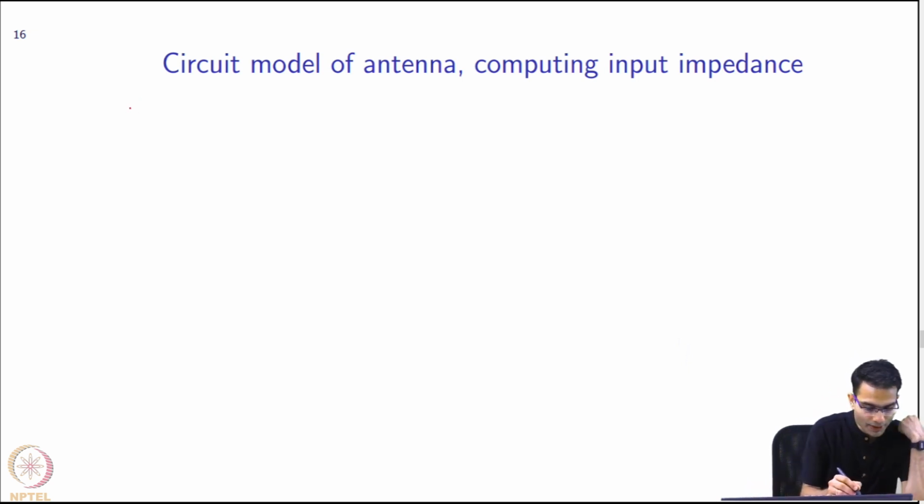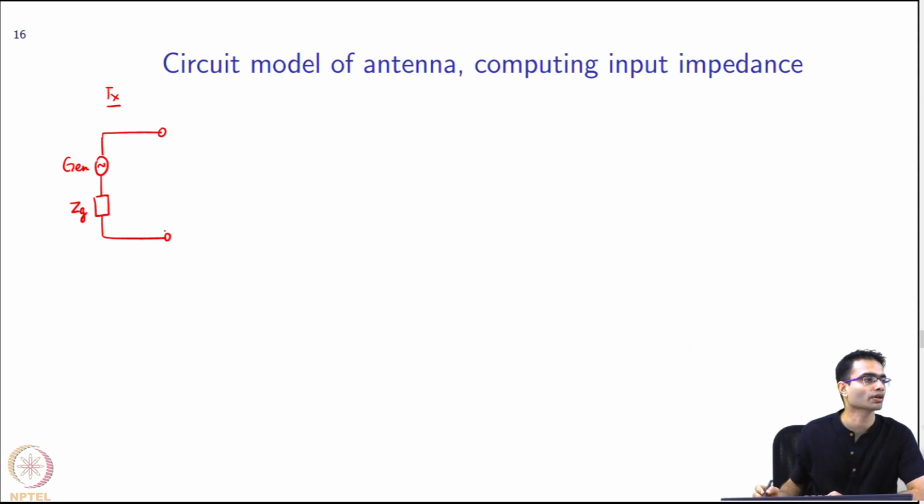In the transmitting mode, I'm going to draw the circuit equivalent of an antenna. Let's take the transmitting case. You have some generator, which has some impedance of its own. Zg is the complex impedance. This is what the RF engineer designs and gives to you. Now he says, you connect your antenna to it.